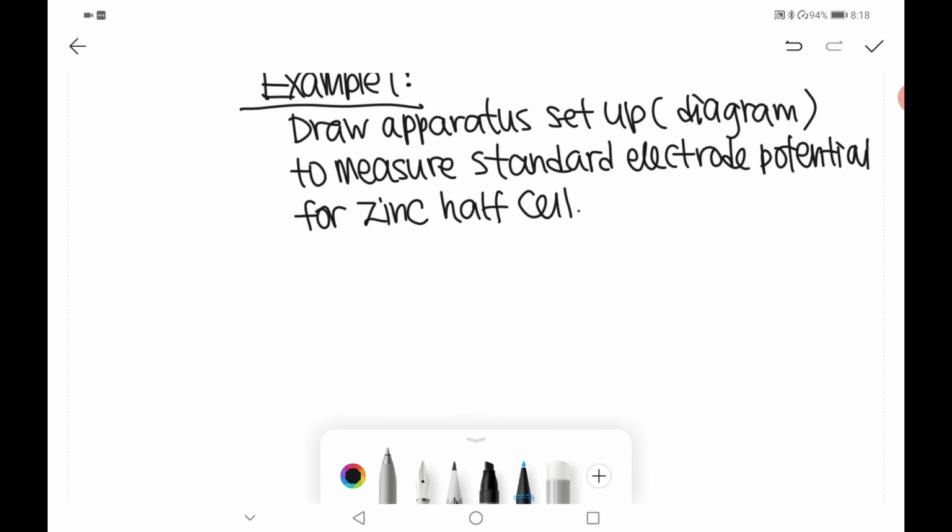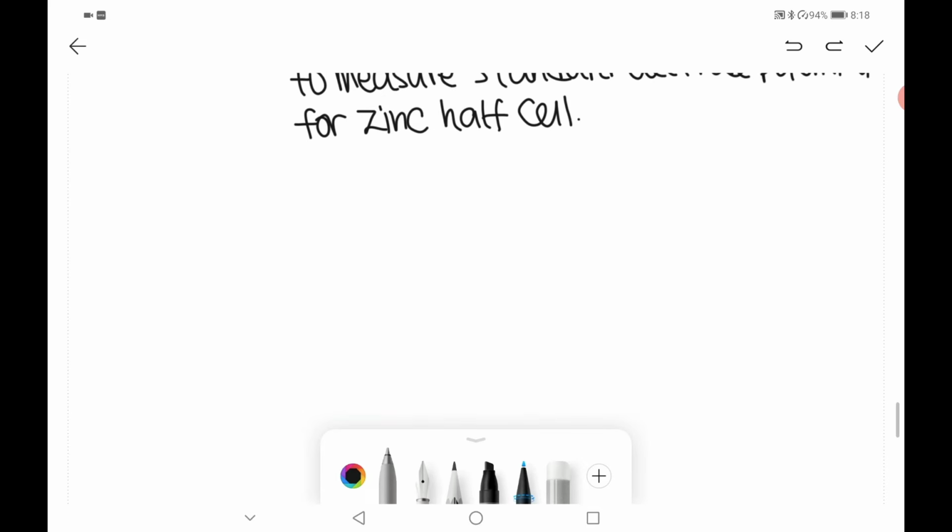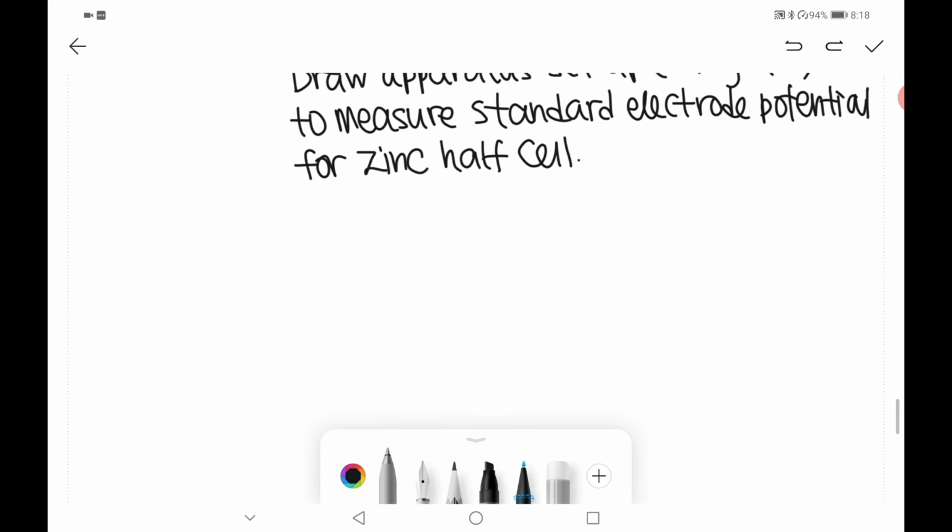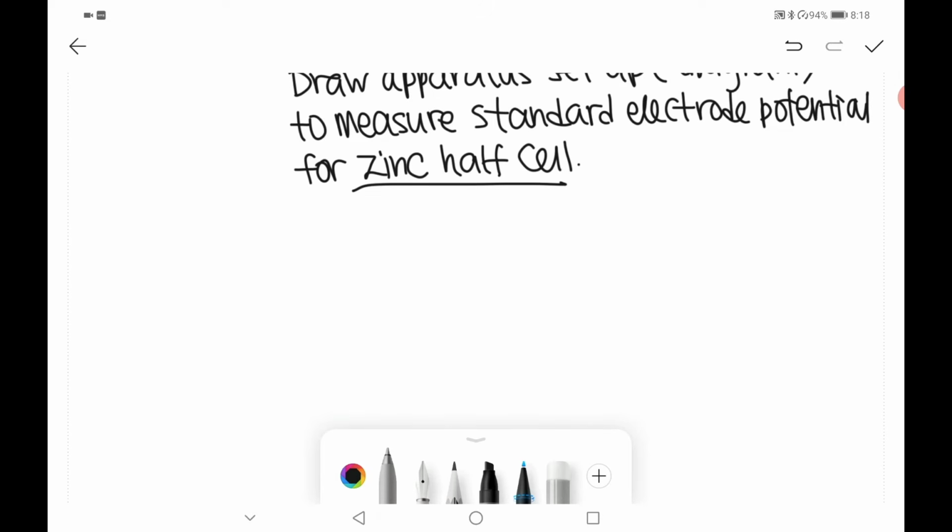So how to do it? First of all, you can draw a zinc half cell. How to draw a zinc half cell? A half cell must have a metal and a metal ion. So we have to draw a zinc metal and zinc ion.